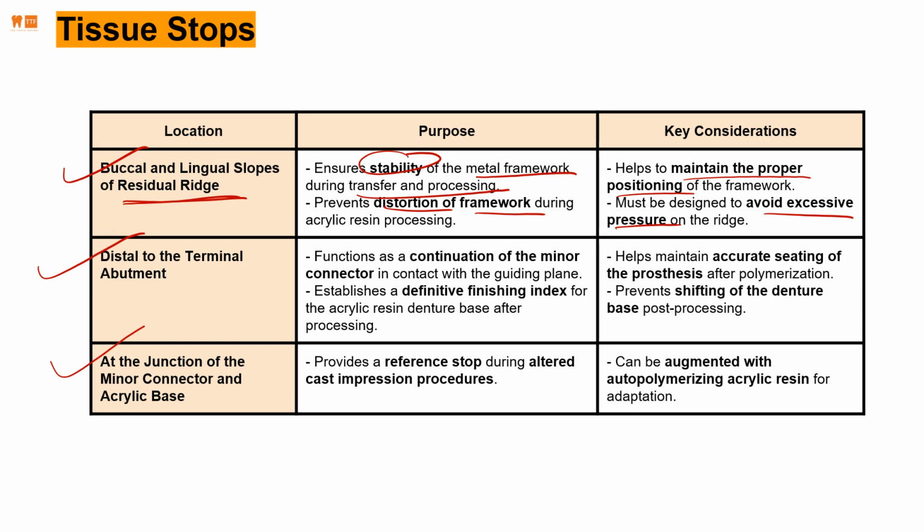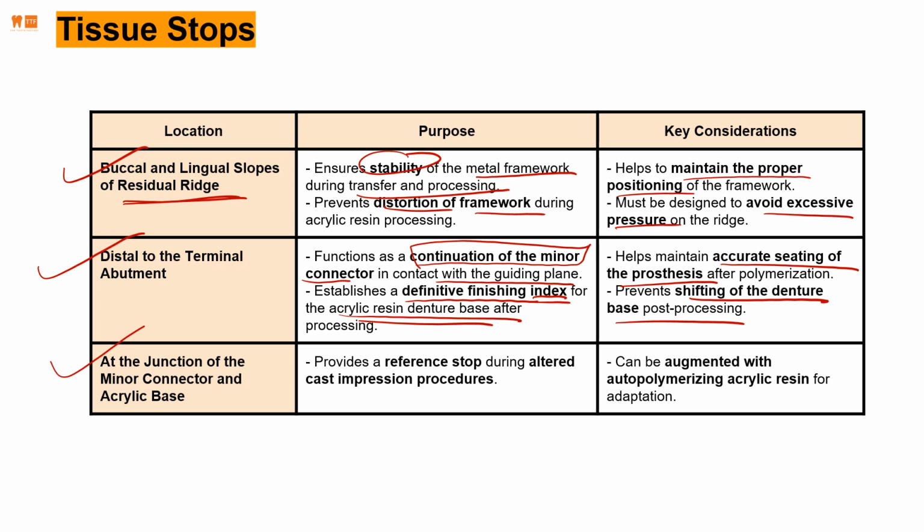Distal to the terminal abutment functions as a continuation of the minor connector that contacts in the guiding plane. Now I know it's kind of just wordy and no diagrams. That's the next slide. It establishes a definitive finishing index for the acrylic resin. That's where it stops. No more denture base acrylic after that, basically. Helps maintain accurate seating because it's all the way in the distal extension, and it prevents the shifting of the denture base posteriorly after processing, right?